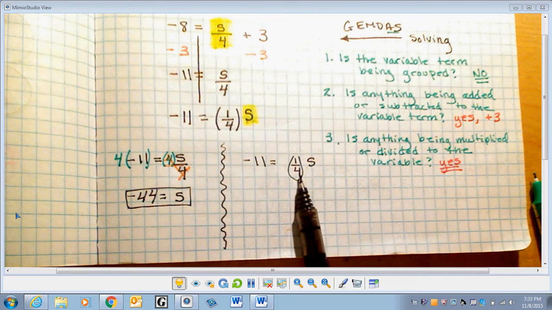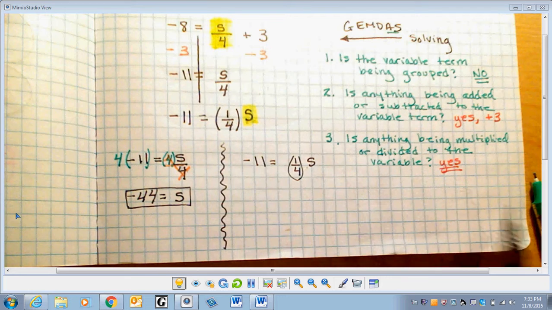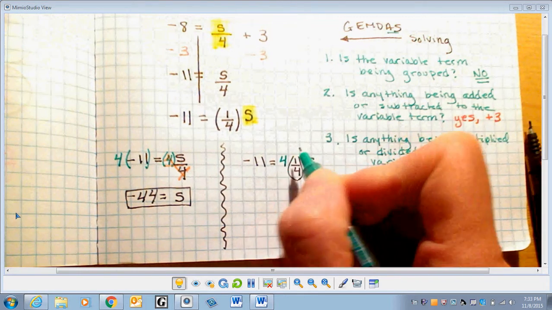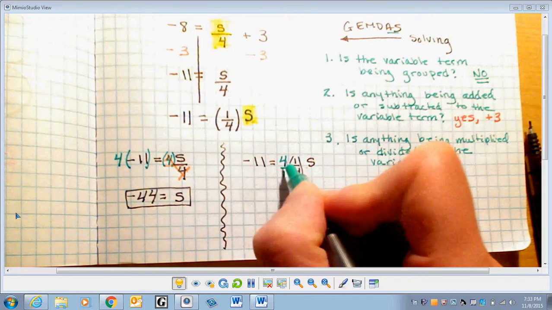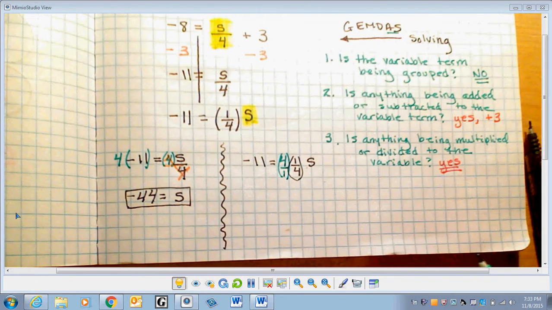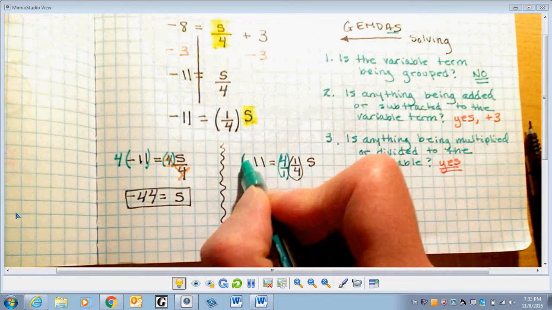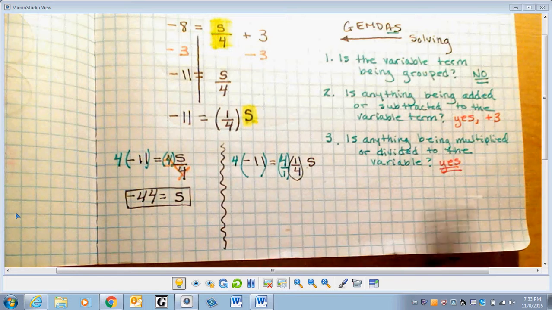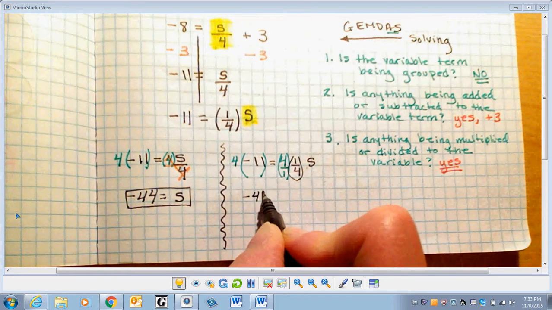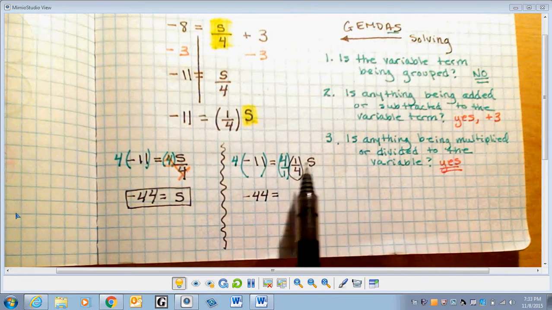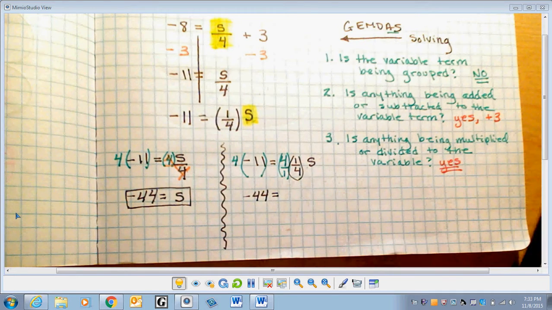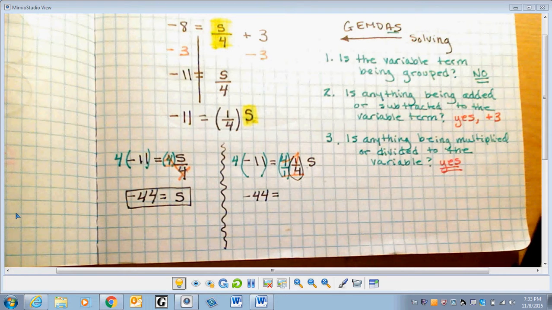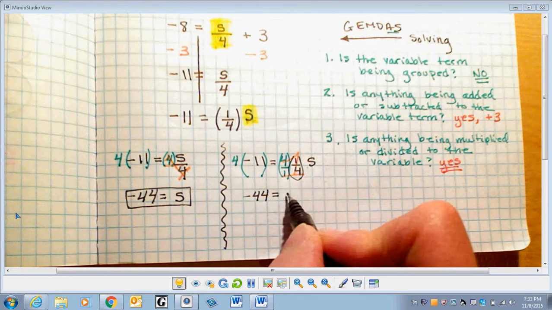Well, what do I multiply to 1/4 to get 1? I have to multiply this by 4, or 4 over 1. Its reciprocal or inverse. And here, I'm going to do the same thing on this side. So then that means I have negative 44 is equal to, well, 4 times 1/4. This is the same thing as 1. So 1 times s is simply s.